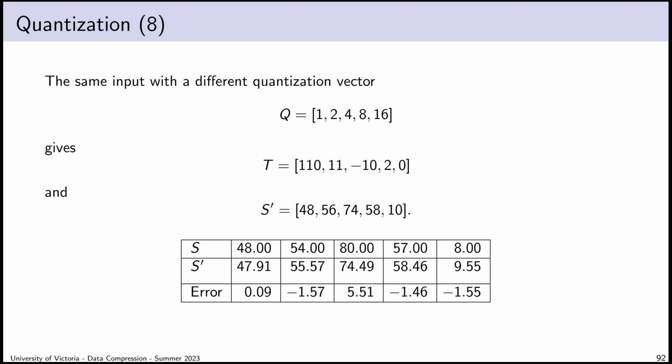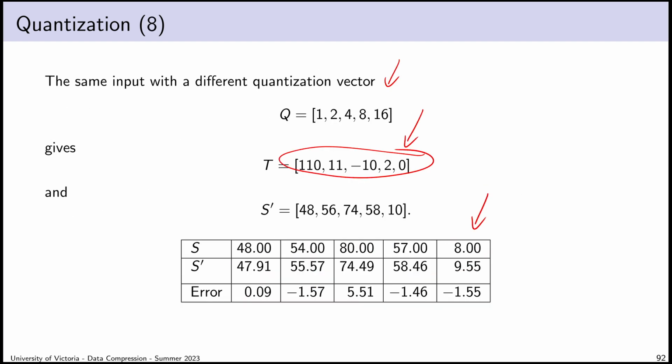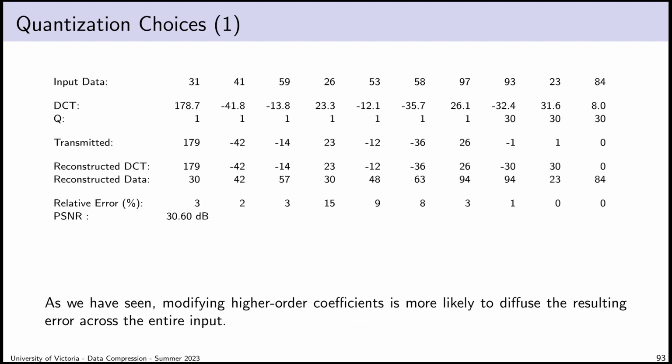If I use a different quantization vector, notice how in this vector the magnitudes are smaller. So the quantizers are smaller. That means quality should be higher. If I do that, I send this for t. This is going to be harder for me to compress because it's got a larger range of values, but I end up getting this, where the actual error terms themselves are generally lower, but there are still some large errors. There are still errors like this one.